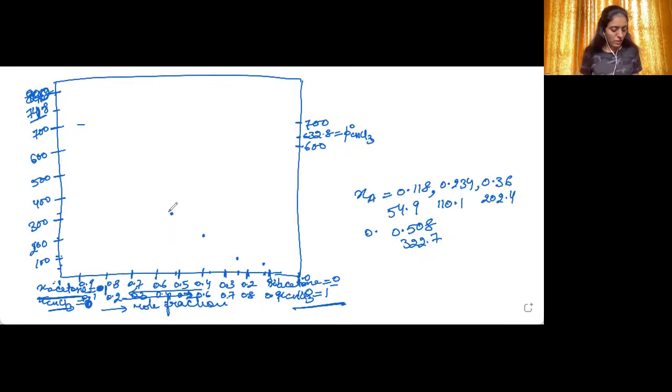Okay. Then next is when the mole fraction is 0.582. So it can be approximately taken at this point. Then the vapor pressure is 405.9, approximately here.